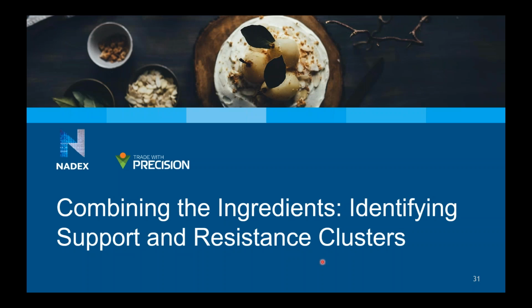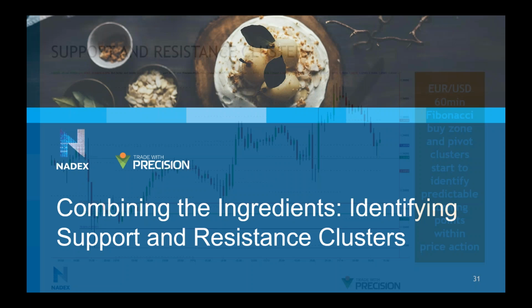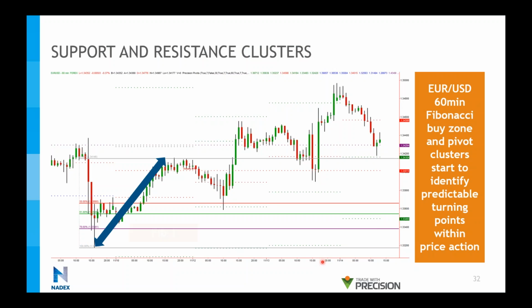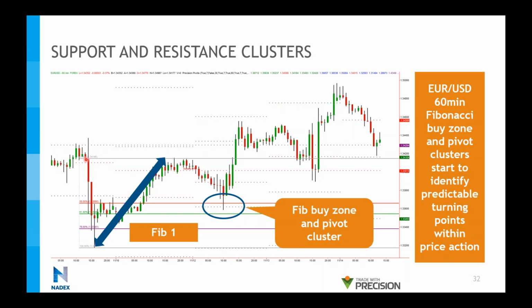Now, we got that question, can we combine everything, and how can we apply that using spreads? Let's combine everything. Identifying support and resistance clusters. A cluster is where several things come together, multiple occurrences happen at the same point, either in time or in space. And if a lot of things come together, might be interesting. Something might be going on there. So what are we looking at here?